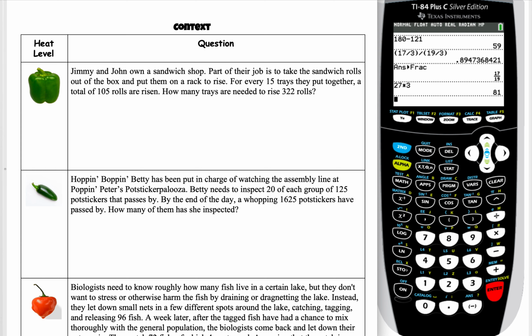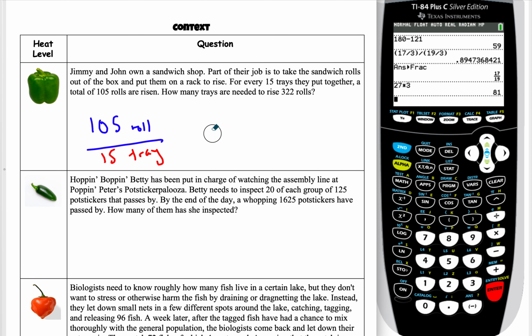So Jimmy and John own a sandwich shop. Part of their job is to take the sandwich rolls out of the box and put them on a rack to rise. For every 15 trays they put together, a total of 105 rolls are risen. How many trays are needed to rise 322 rolls? So what's the proportion? If I want to rise 105 rolls, I need 15 trays. Now the target is 322 rolls, so how many trays do I need? I don't know, so I do the math.